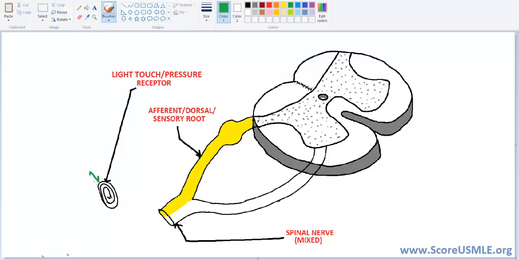So let's say this receptor is activated, and just like in the previous diagram, this dorsal sensory root neuron is activated and reaches the dorsal gray horn. Now here's where the second order neuron begins. The axon of this second order neuron crosses over to the contralateral side, but this time it reaches the area of the anterior spinothalamic tract and ascends towards the thalamus.